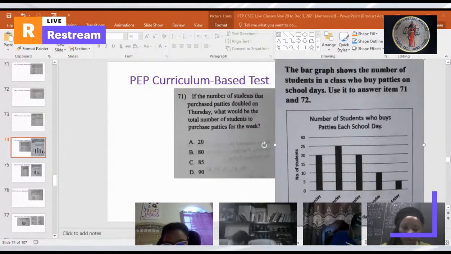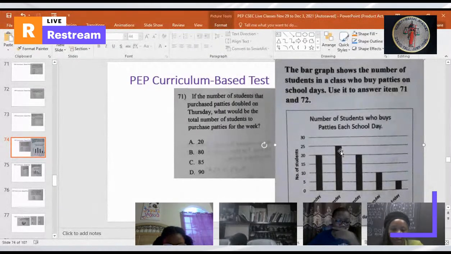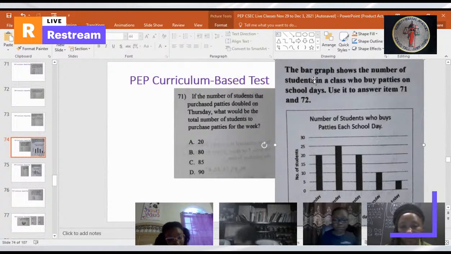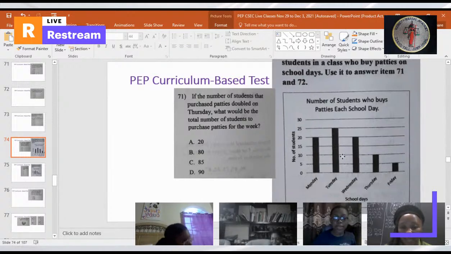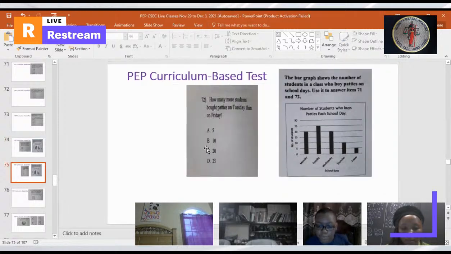So let's investigate. Now they are saying the number of patties for Thursday should be doubled. So we're going to multiply the Thursday number by 2, right? So that's 25 for Tuesday, that's 45, plus 20 for Wednesday, that's 65. Thursday was 10, but we're going to double that, so it becomes 20, that's 85. And then 5 for Friday, so that's 90 in all. Miss, I left off the 5. You left out the 5 on Friday.